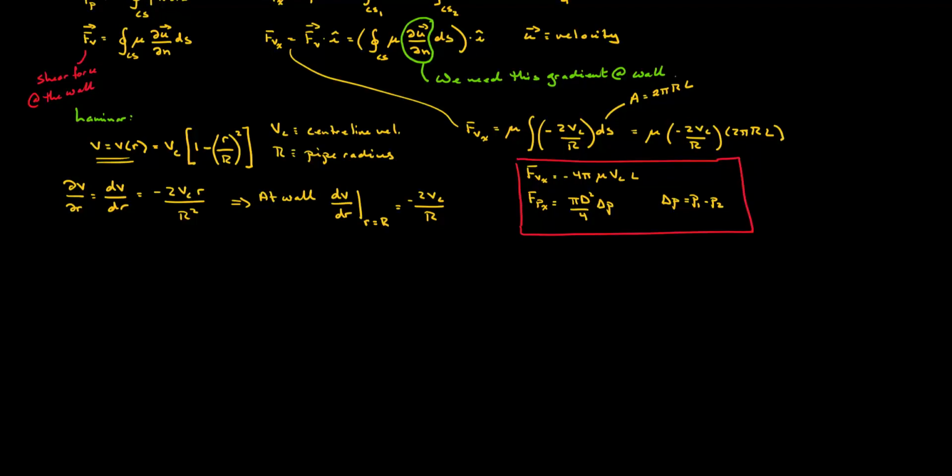Let's consider our momentum balance in the x direction. We know from control volume analysis that the sum of the forces in the x direction will be equal to the time rate of change of the momentum in our control volume plus the momentum flux in and out of the control volume.